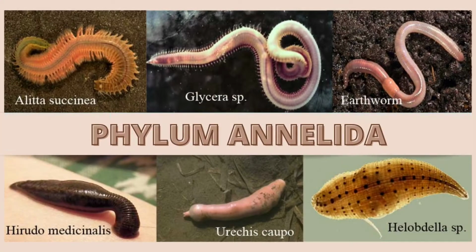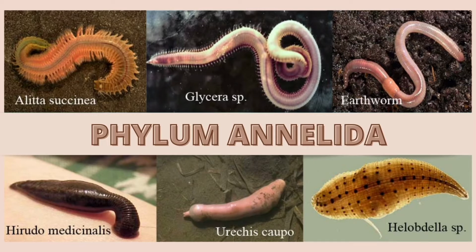A few examples of phylum annelids is Alitta succinea. Alitta succinea is classified in class Polychaeta, order Phyllodocida, family Nereididae, genus Alitta, and species succinea. Alitta succinea, or known as pileworm, is an aquatic sedentary polychaete annelid that can grow up to 19 cm long. It can be found in open seas but appears to be able to tolerate a range of salinities and is common in estuaries and ports.